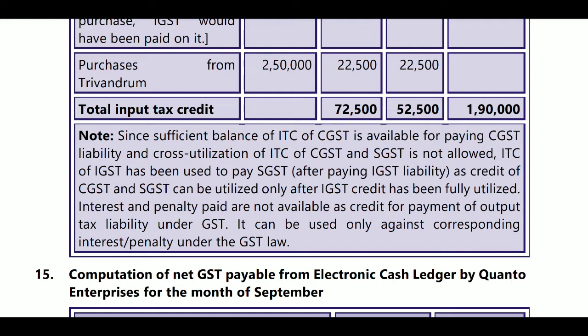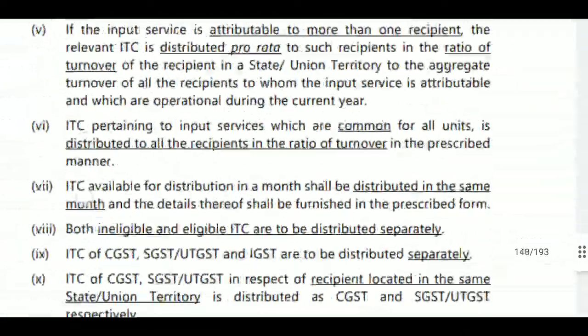After paying SGST liability, you must pay the IGST liability first, as credit of CGST and SGST can be utilized only after IGST credit has been fully utilized. First, you must complete the IGST credit. After that, you will pay CGST, SGST. For IGST credit, you may use it for any head, that is, you may use it for CGST or SGST. Next, they have provided that interest and penalty paid are not available as credit for payment of output tax liability under GST. It can be used only against the corresponding interest and penalty under the GST law. It cannot be allowed as credit.